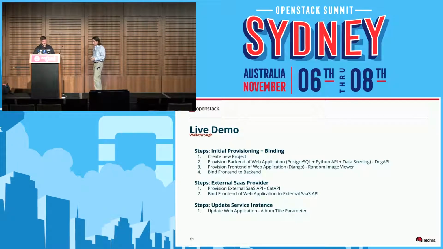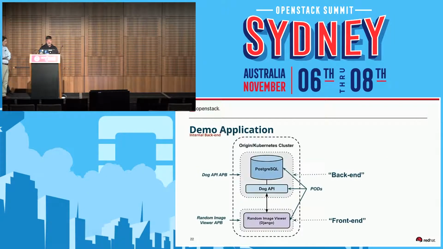All right, thanks, Eric. We're going to try to go through this fairly quickly because I think we're a little short on time. Basically, what I wanted to show you is a couple things live, as Eric talked about. So I want to show you finding a service, provisioning it, actually binding two services together, connecting to an external SaaS provider for a service, and then actually updating a service instance.